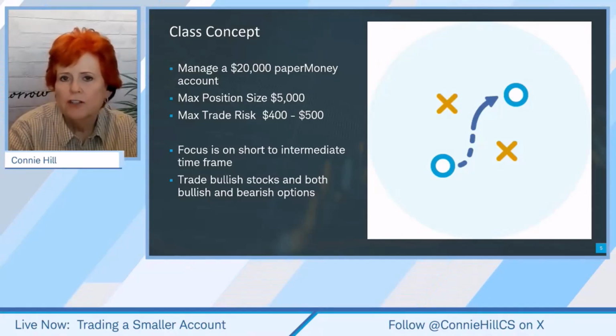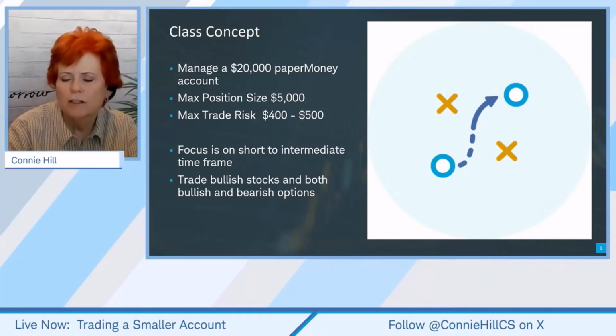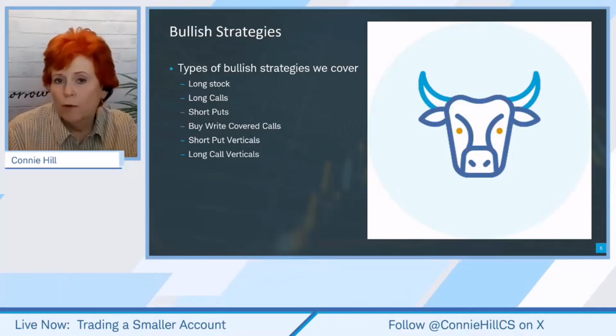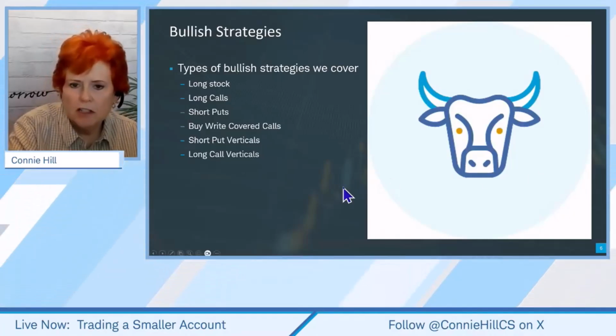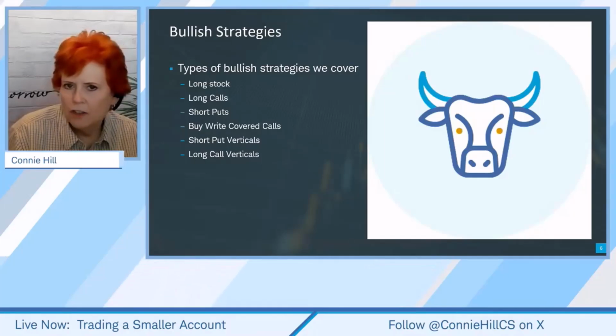That's going to make sure that we're identifying things on a short-term time frame as well as maybe into an intermediate type time frame. And we're going to be looking both bullish and bearish. Now, when we're looking bullish, these are the common strategies that we look at: buying the stock, long calls, short puts, buy-write covered calls. We could also do legging and covered calls there as well. Short put verticals, long call verticals.